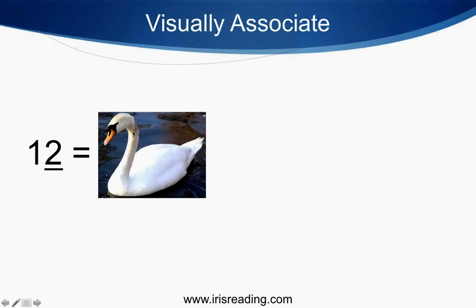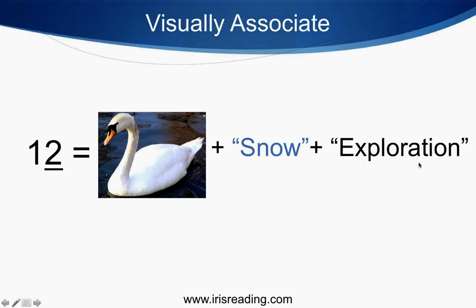For 12, we would do the same thing. We take the swan, and the reason we're using a swan again is because the 12 has a 2 in it, in this spot right here. So we use a 12, the swan. And then we have to include snow again. And the chapter title was Exploration.